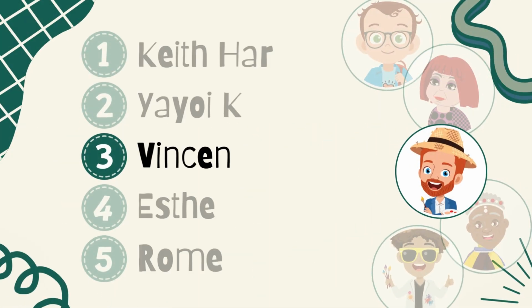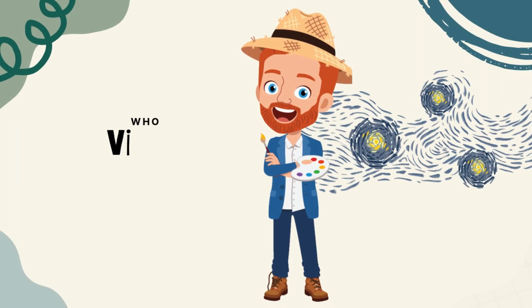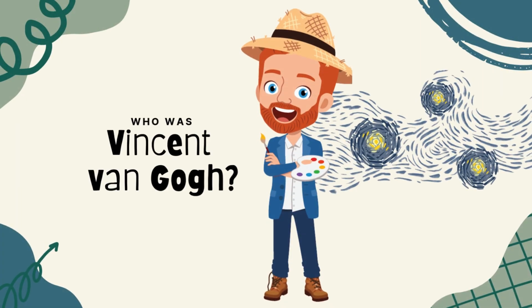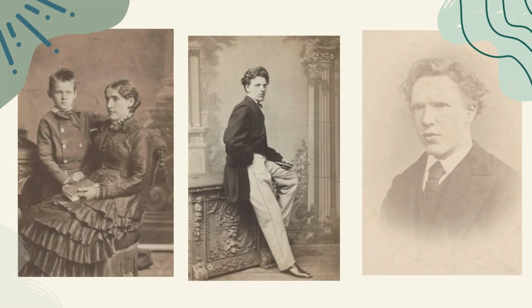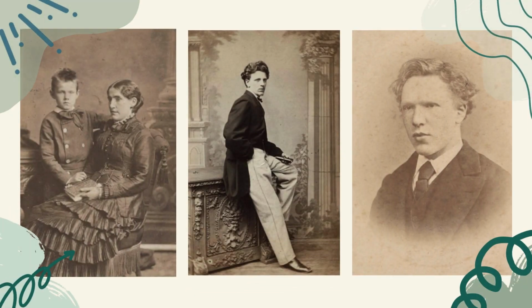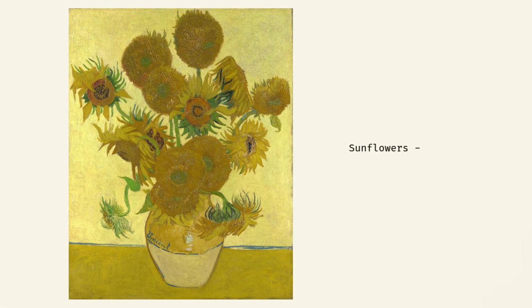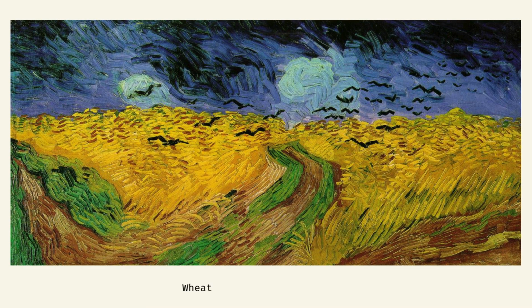Next up is the famous, celebrated Vincent van Gogh. Vincent van Gogh was a famous artist from the Netherlands who loved to paint from life and nature. He was born in 1853 and created many beautiful artworks. Some of his most famous works include Starry Night, with its swirling night sky, and sunflowers, which burst with vibrant yellow hues.